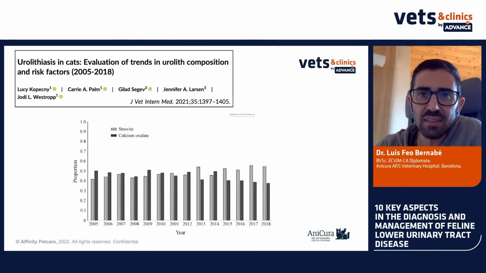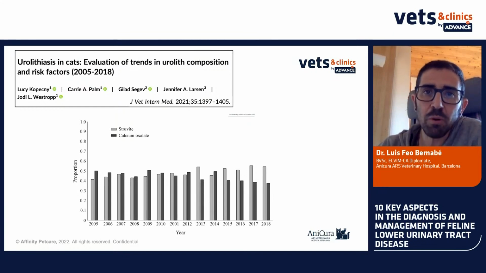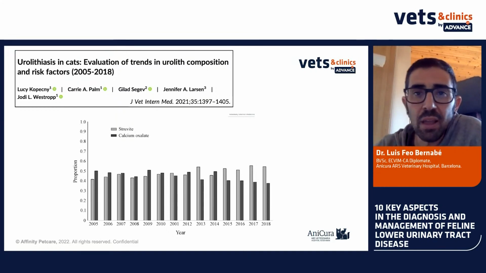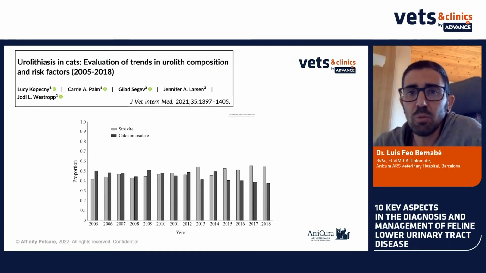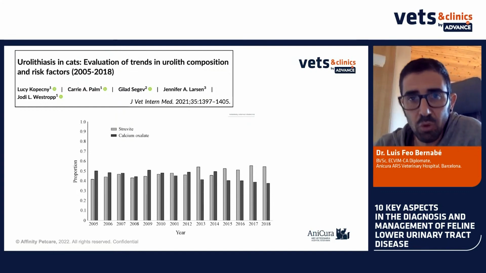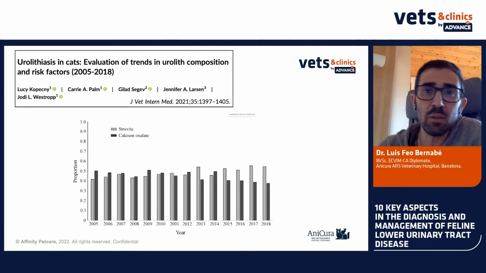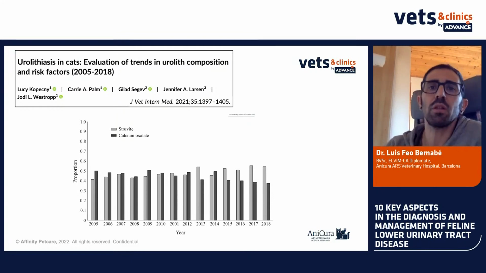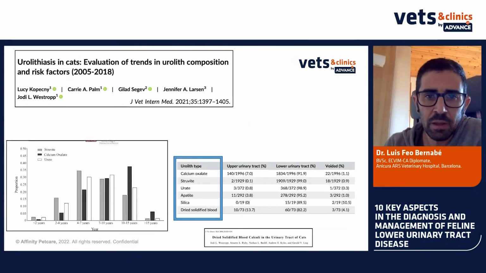In the last decade, the prevalence has probably changed a little bit. What we see now is probably a little bit more struvite compared to calcium oxalate. We don't really know why, but we are seeing many more struvite stones than calcium oxalate. Maybe it's related to changes in the diet, but we really don't know. But probably at this moment, struvite is more common than calcium oxalate.